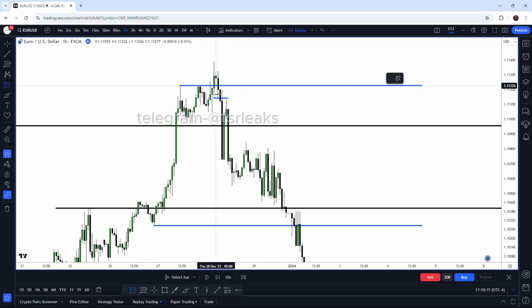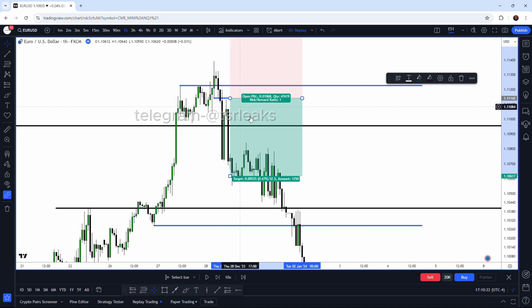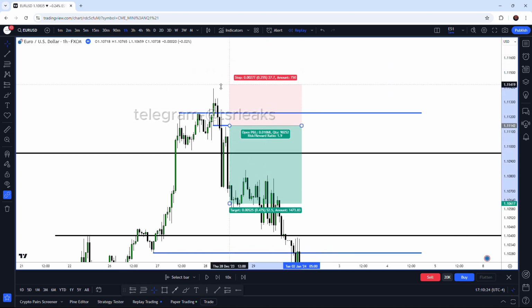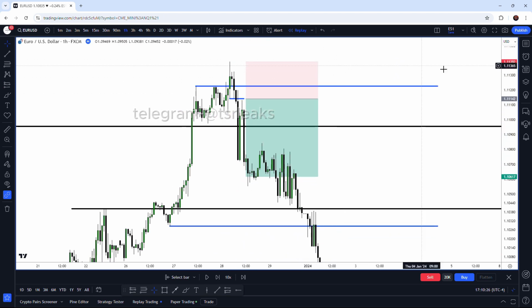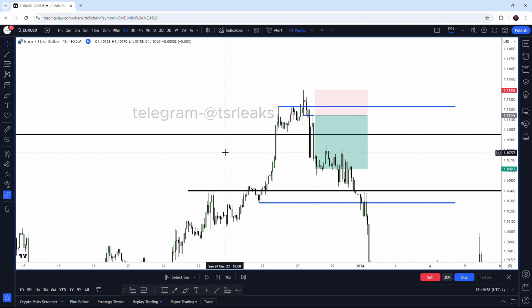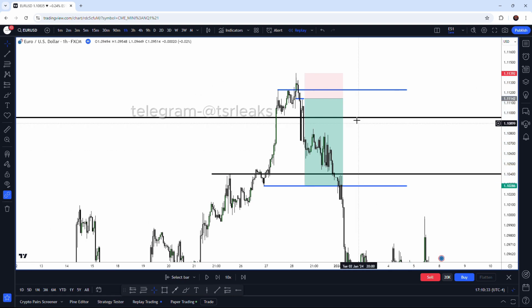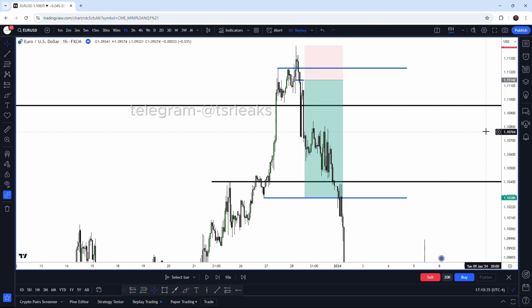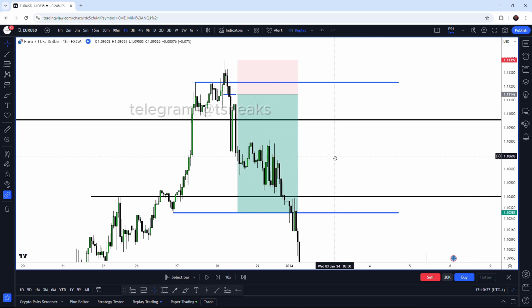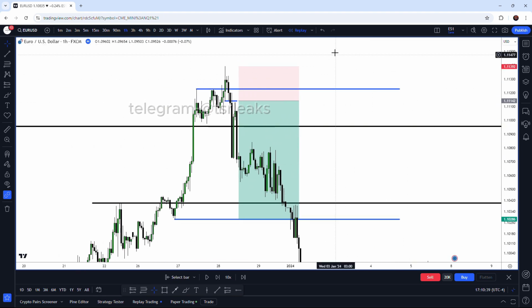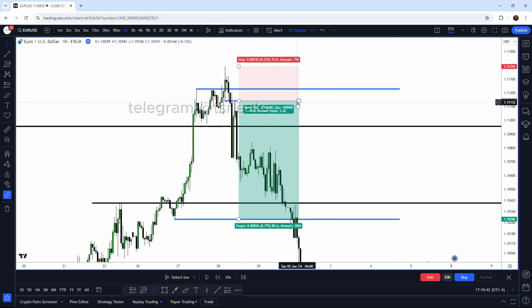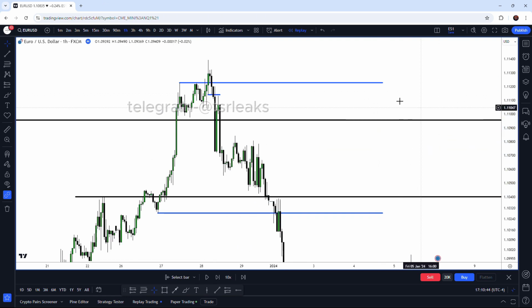Where are you targeting? You are targeting, sorry about that, not the weekly CRT low, as I said, that is not in play. You are targeting the daily CRT low right here with a 3.42 R to R trade. Now, can you refine this entry even more? Yes, you can. I am not going to do that. This is a swing trading video. Okay.